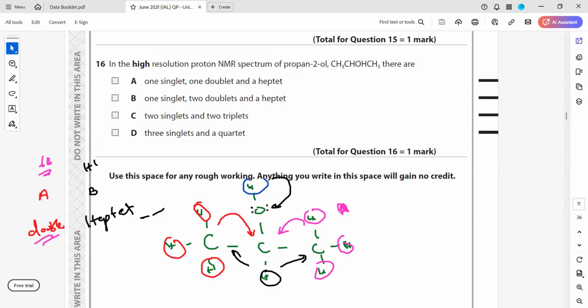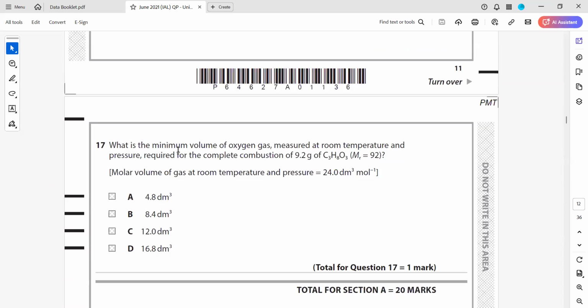So there will be one singlet, one doublet, and one heptet. Singlet, doublet, and a heptet. So A will be the right answer. Is it clear? So OH is always a singlet. Like whenever OH of a carboxylic acid, it's always a singlet.